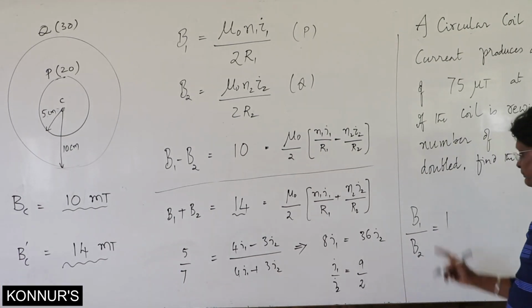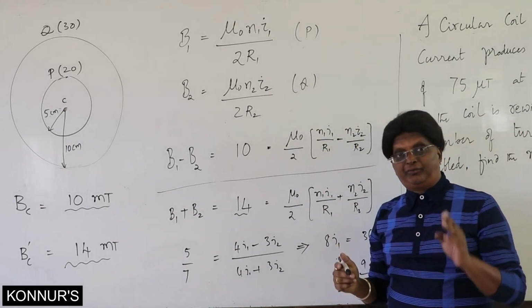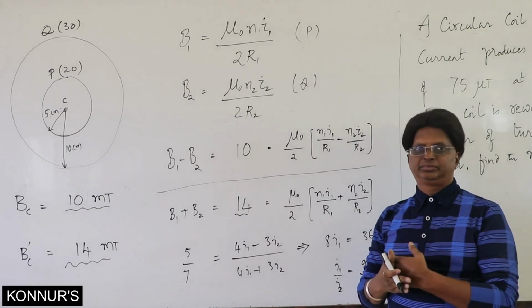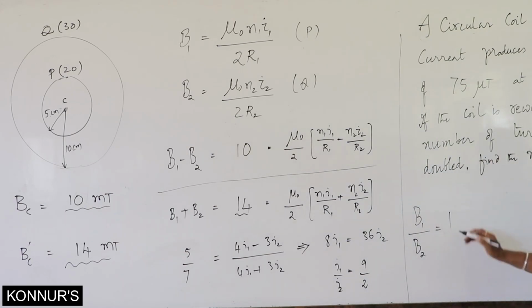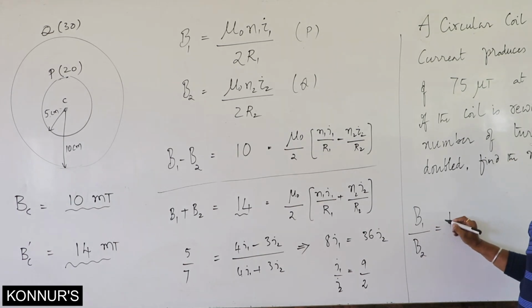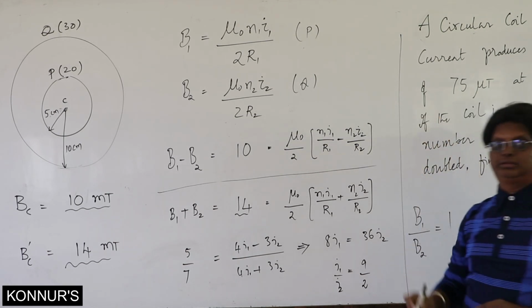Then the ratio of B1 by B2, here we have already given expressions for B1 and B2, right? For the null point, B1 equals B2, and of course, obviously they are anti-parallel. So B1 by B2 is equal to 1, including direction if we have read, that expression will be like -1, saying that they are in opposite direction. So B1 by B2 equal to 1 will give you the required result.